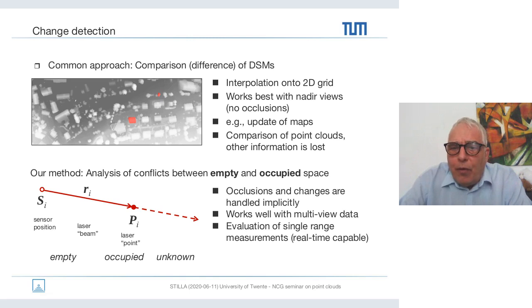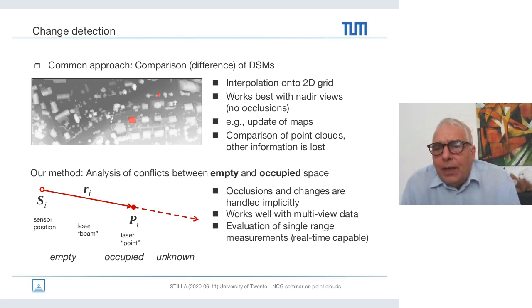When I go further on, the basic idea is that typically when you have nadir views, you are doing interpolation onto a 2D grid. This works best with nadir views, for example, for update of maps and comparison of point clouds. Other information is lost.